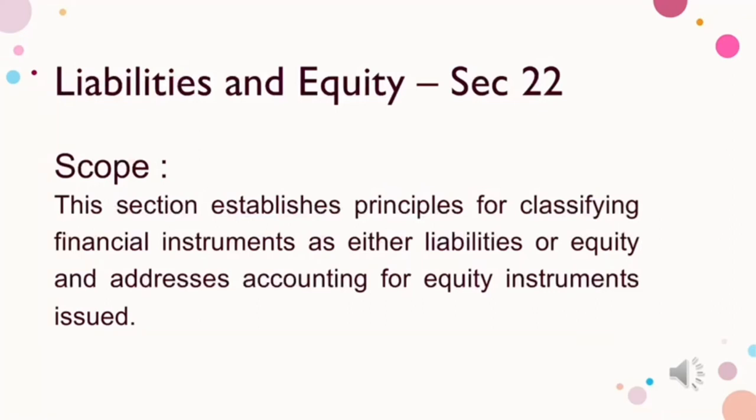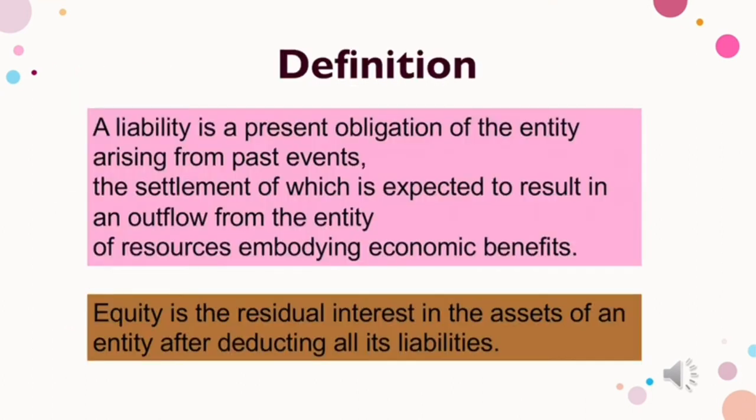Liabilities and equity. For scope, this section establishes principles for classifying financial instruments as either liabilities or equity and addresses accounting for equity instruments issued. Definition. For liability, a liability is a present obligation of the entity arising from past events, the settlement of which is expected to result in an outflow from the entity of resources embodying economic benefits. For equity, equity is the residual interest in the assets of an entity after deducting all its liabilities.